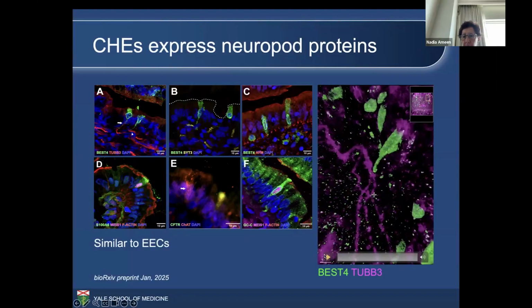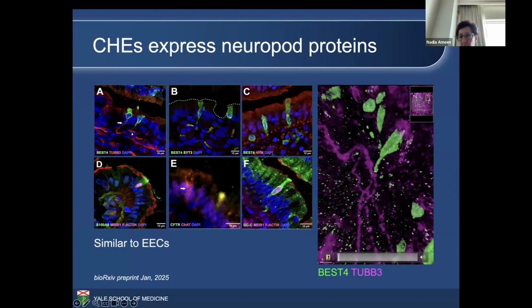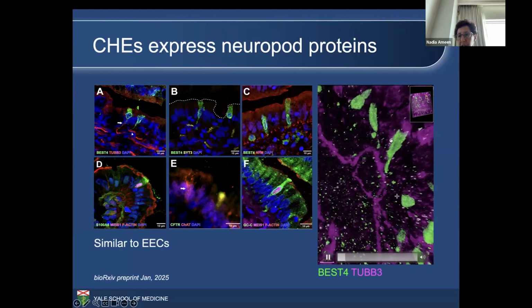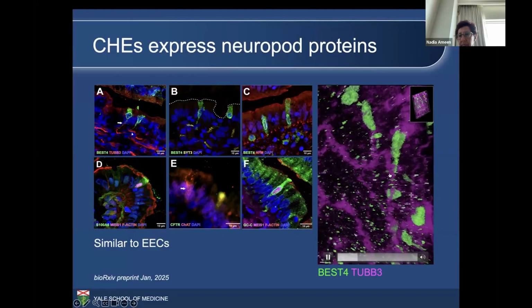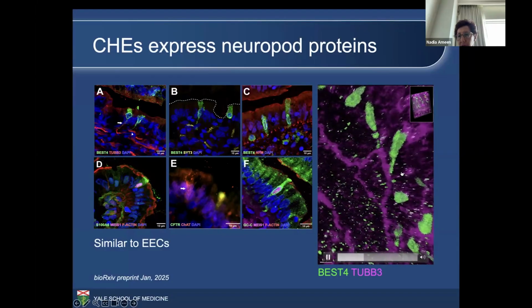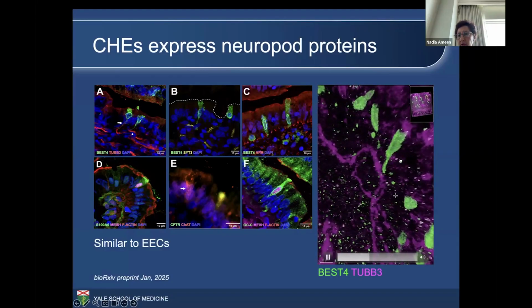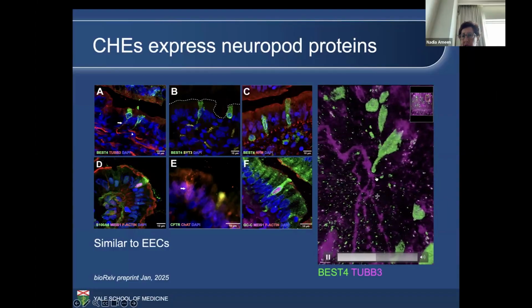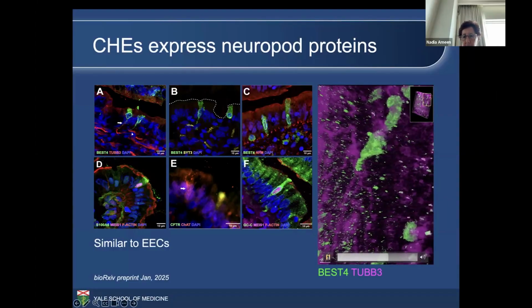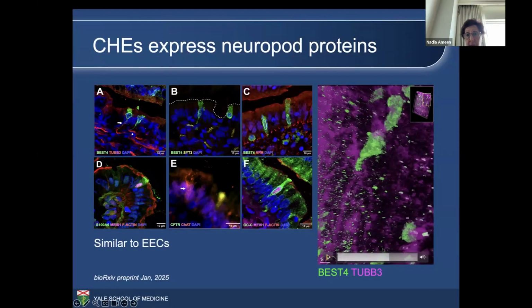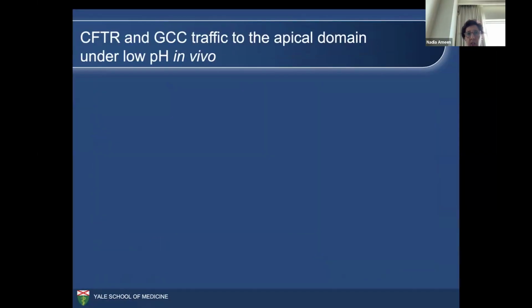And you can see by 3D reconstruction imaging, a cheese cell marked by bestrophin 4 in close proximity to TUB3 positive neurons in the native rat jejunum, confirming that in fact these cells are interacting with the ENS and confirming that they are neuropod cells. So what about these cells in terms of what they're doing?